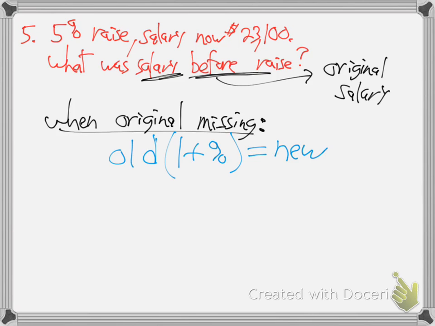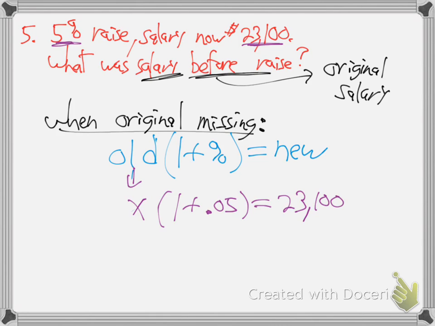So I've got to take the old salary. I don't know the old salary. That's x times 1 plus, what's the percent? 5%. That's 0.05 equals the new. The new salary is $23,100. That's how you do that. So what do we get? x times 1.05 is 23,100, because 1 plus 0.05 is just 1.05.